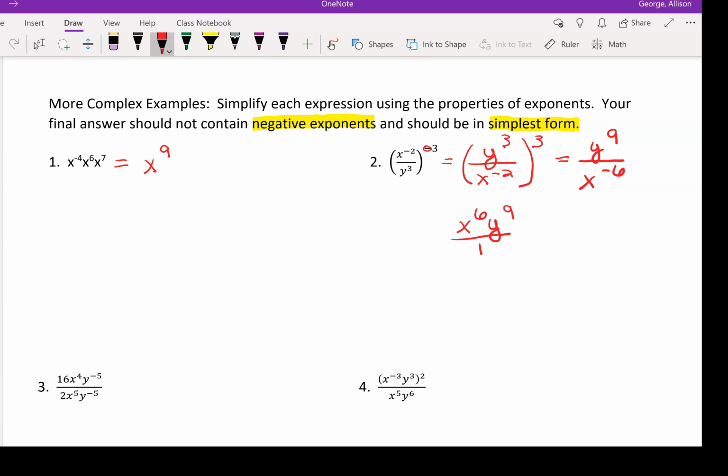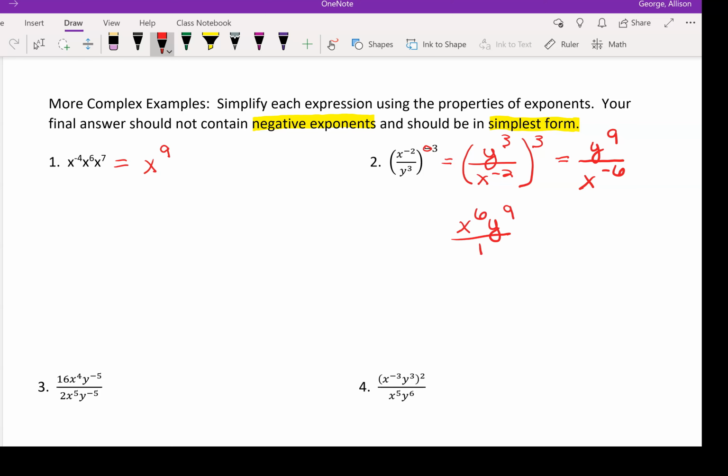All right, jumping over to number 4, I'm going to tackle that parenthesis on top first, and then I'm going to deal with the whole fraction. So tackling that parenthesis, we've got that 2 on the outside, so that means everything on top is going to need to get that. So it's going to be x to the negative 6, y to the 6th, over x to the 5th, y to the 6th.